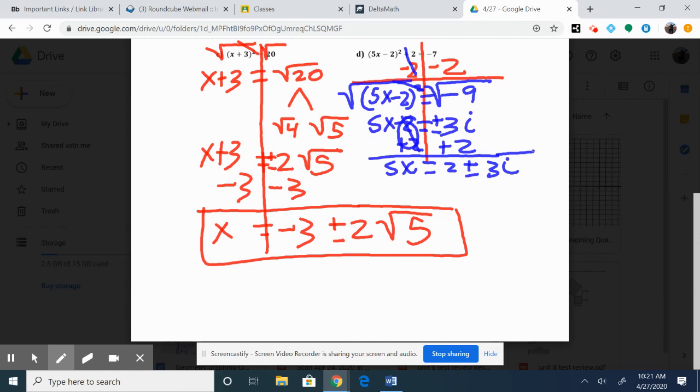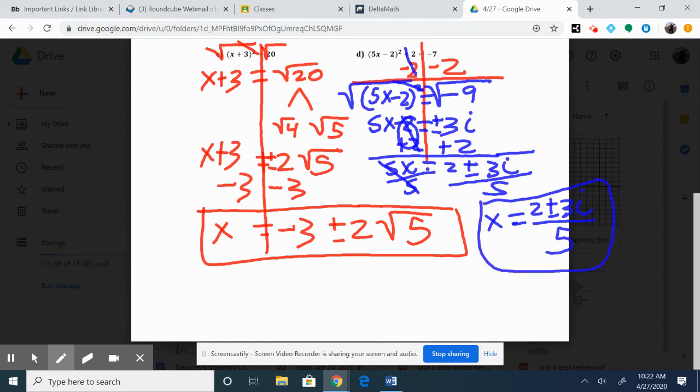So our final step would be to divide by 5 on both sides. That cancels out, and so x should be equal to 2 plus or minus 3i over 5. Now, we can't simplify this any further, so that would be our final answer. It would be two answers again, 2 plus 3i over 5 and 2 minus 3i over 5.